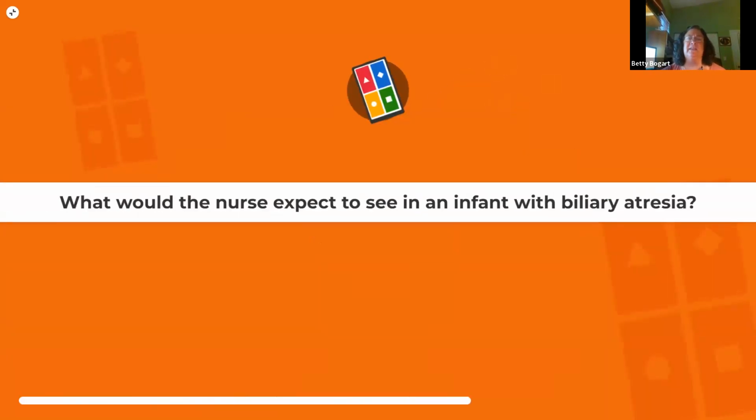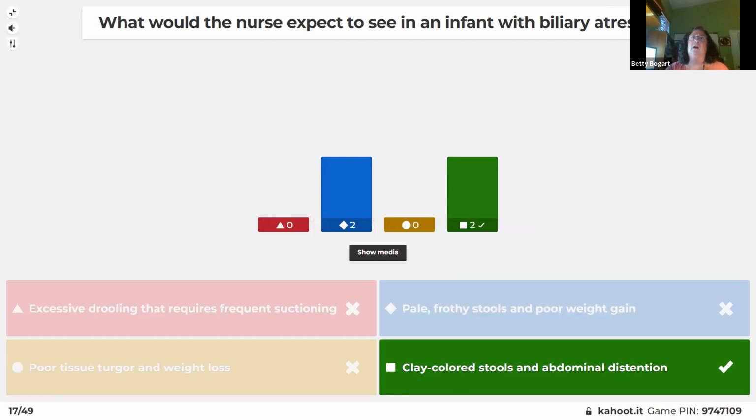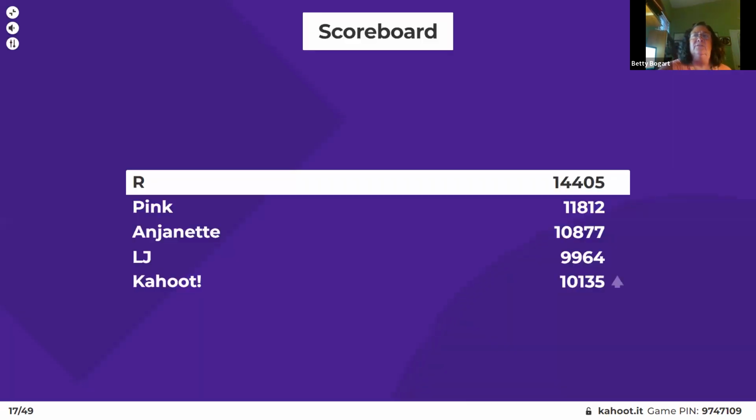What would the nurse expect to see in an infant with biliary atresia? You know, you've got an absence of an opening into the liver. Okay, so you've got bile spewing into the body. So you could be, you know, looking like this child here, yellow, jaundice. But what does bile do to the body too, right? It's good for digestion of fat. So you don't have the color of the bile, so you have those clay colored stools. And because you're not digesting fat, it creates gas and abdominal distension. So that's why abdominal distension and why you get clay colored stools.